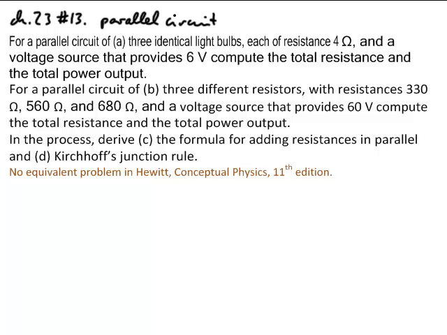So this is problem chapter 23, number 13 on parallel circuits. Again, this one is not in the book, and I added it because I figure it's important to know about parallel circuits and how resistances add in a parallel circuit, and you will see later that they add as reciprocals. Anyway, let's look at the problem here. It says, for a parallel circuit of three identical light bulbs, each of resistance 4 ohms, and a voltage source that provides 6 volts, compute the total resistance and the total power output. And I'll be looking at the other parts later on.